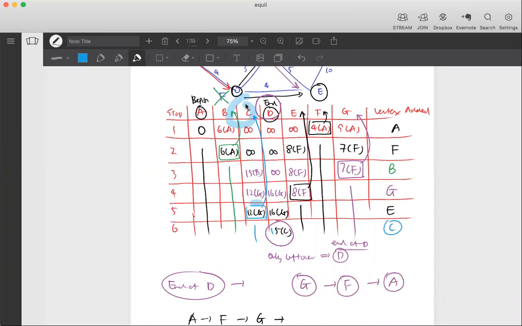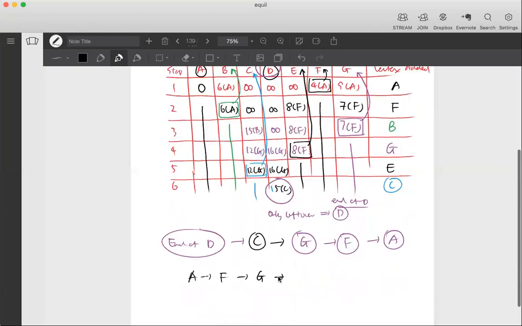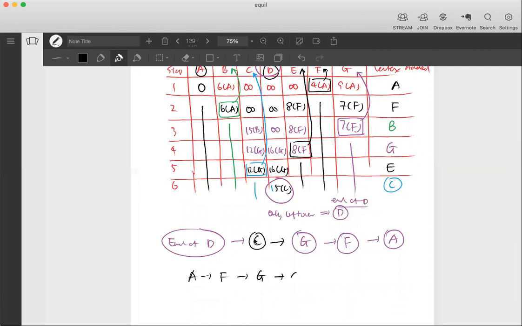So where does C come from? C is coming from G. We're just missing a C here. C is from G, and then to F to A. So we have G and then to C and then to D.